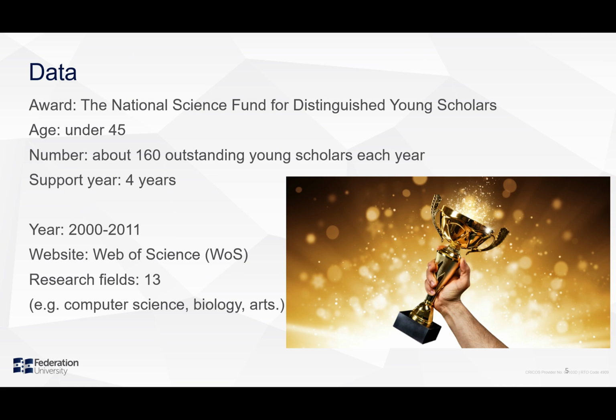Okay, so other information like their publications are downloaded from the website, the Web of Science. This data set automatically divided the research fields into 13, like computer science, biology, and arts.